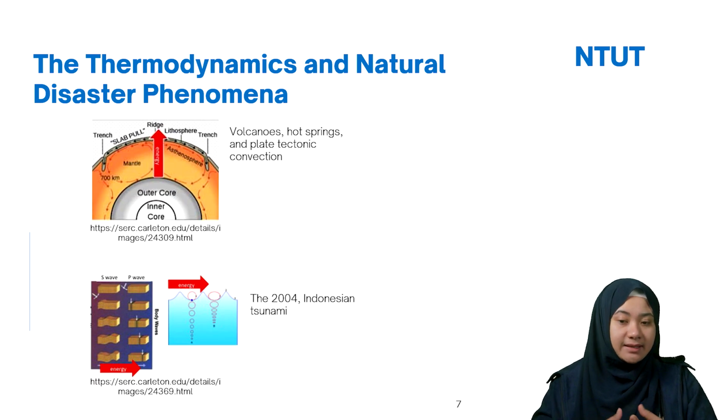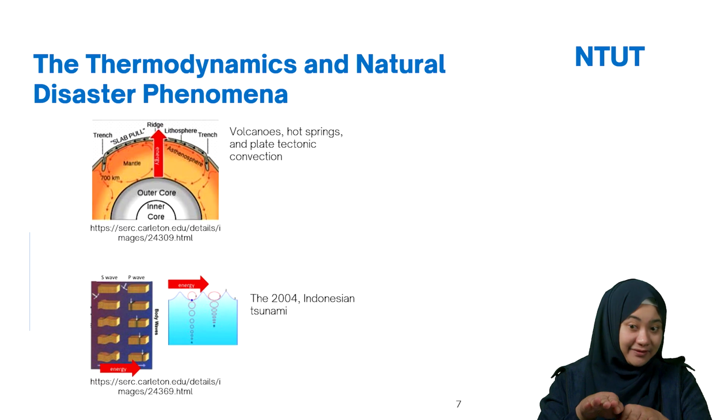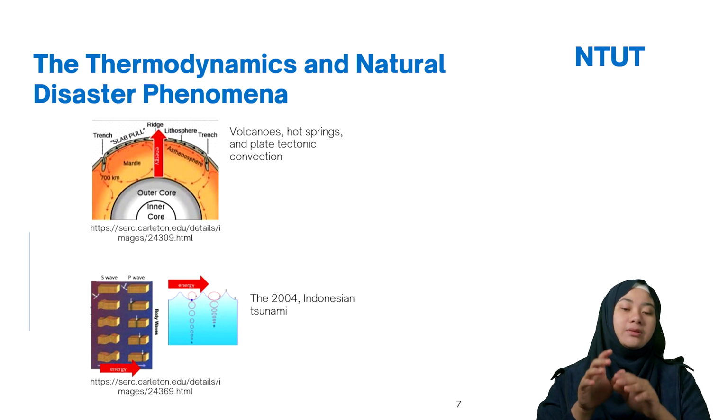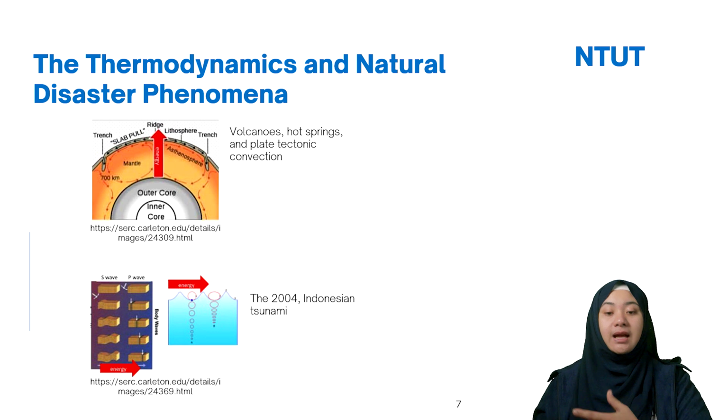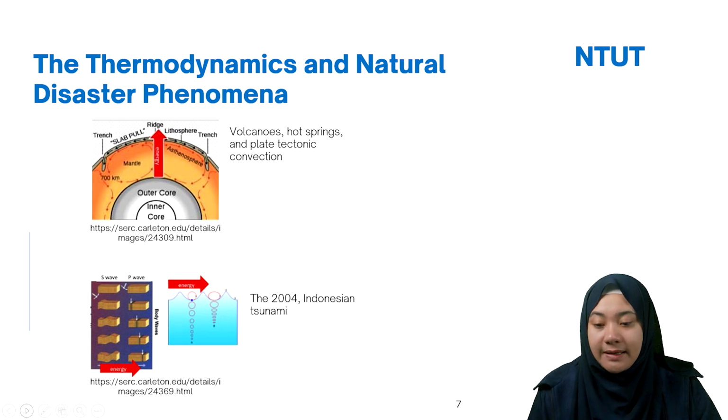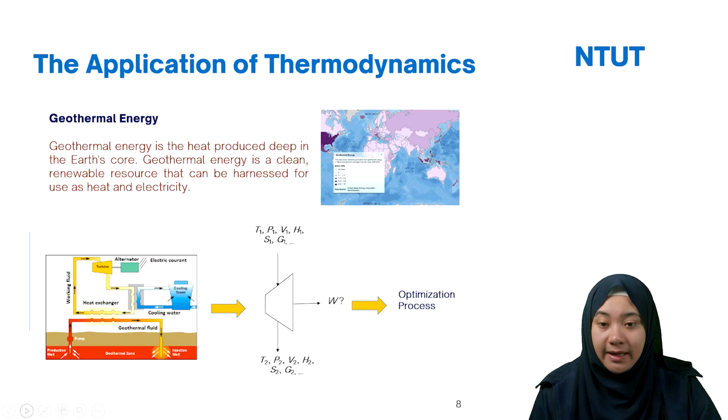And the other is tsunami. Tsunami is also one example. It's from thermodynamics, heat moving, because you have plate tectonic convection and then a tsunami occurs. So the wave from the sea goes to the islands. So this is one example of how thermodynamics already happens in natural phenomena.